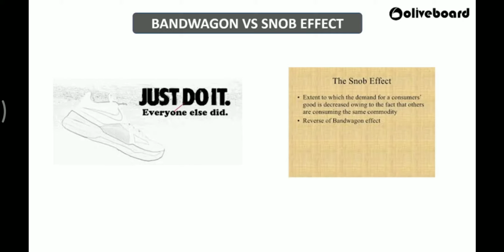Everyone else did it, so I also wanted it. Everyone is having one, I also wanted one. So that is called demonstration. You are influenced by others, by the demand. You will buy things by looking at somebody else. He is also having a smartphone, so I also buy. Whether I need it or not, I will buy. That is called the bandwagon or demonstration effect.